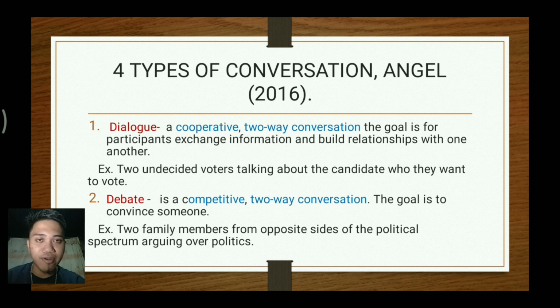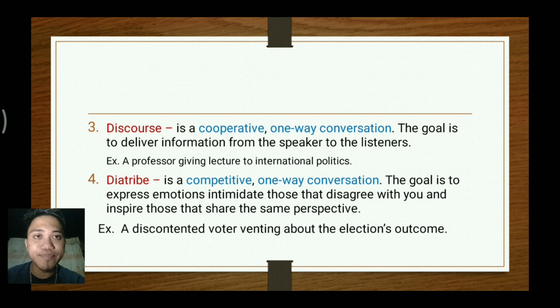We are very familiar with that when we are at school. Students or two groups will have a debate regarding a certain topic or issue occurring in society. Number three, we have discourse, a cooperative one-way conversation. The goal is to deliver information from the speaker to the listeners. A professor giving lectures on international politics.